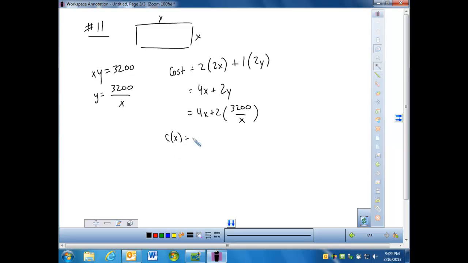Now I'm going to take the first derivative of my cost function to try to optimize this problem. That first derivative is 4 minus 6400 over x squared. Again, you have to have a solid understanding of the derivatives in order to do this easily. Set that equal to 0. I'm going to add to the other side and cross multiply.